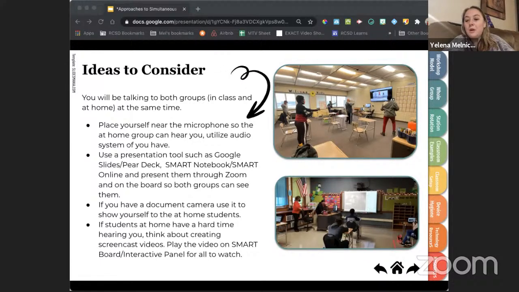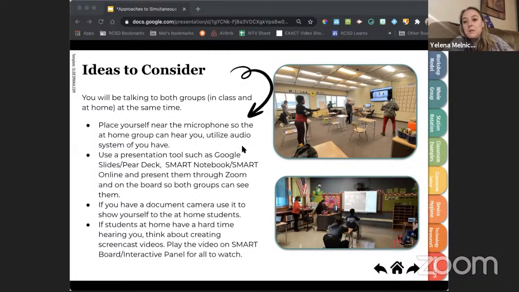Here's another image of whole group instruction where you have a teacher standing next to the computer and talking and facilitating, as well as showing on the board the students that are on Zoom. There are some things to consider when you're doing whole group instruction.